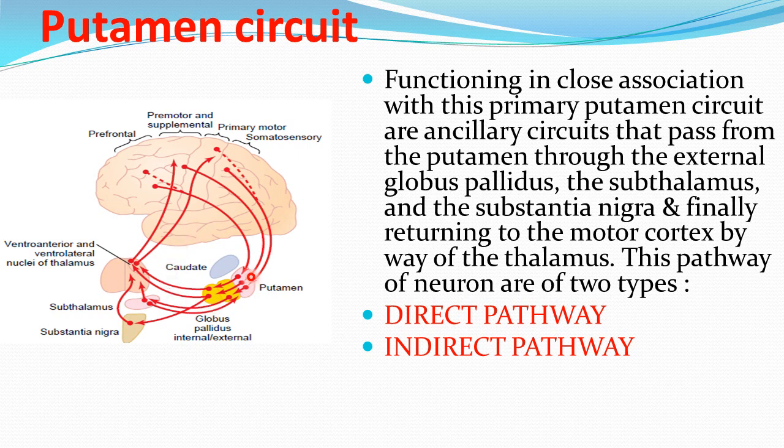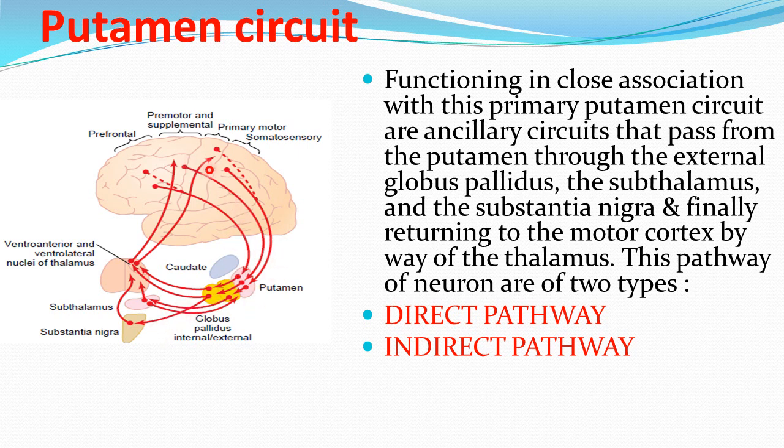By another, see here, another fibers, one fiber passes from putamen to the globus pallidus internus and then to the thalamus, then to the cortex. This path is known as direct path. Another pathway which involves some other nuclei is known as indirect path.